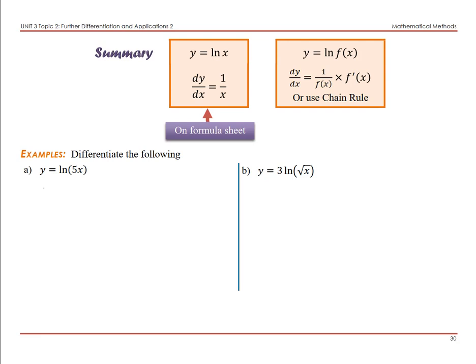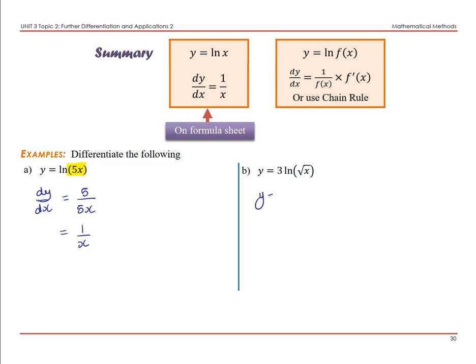y equals ln of 5x. Now you could just remember it's going to be 1 over x, or you can look at that function. The derivative of that is 5 over 5x, which becomes 1 over x.